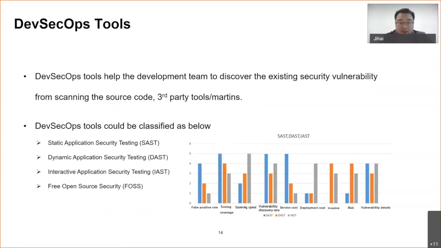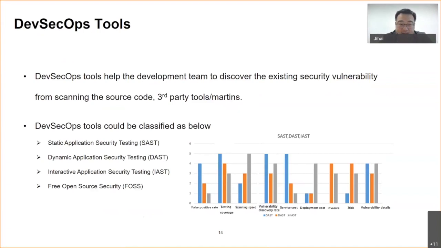Okay, regarding the DevSecOps tools, like I mentioned before, they try to help the team discover vulnerabilities at an early stage. DevSecOps tools normally fall into four different categories. The first one is called the static application security testing tool. This tool normally scans the source code.